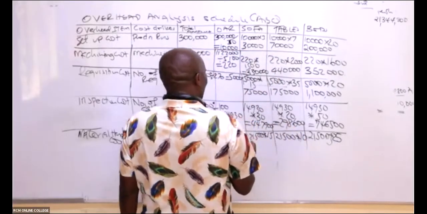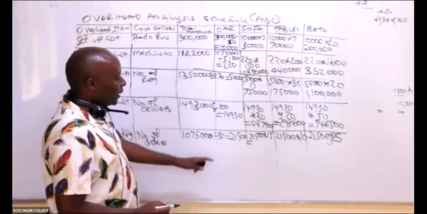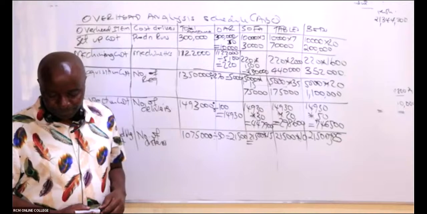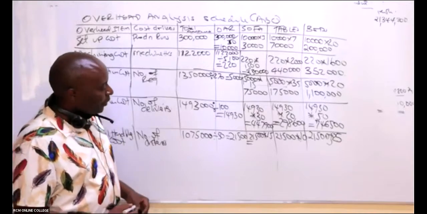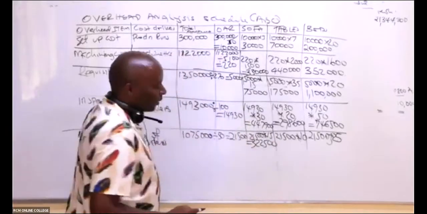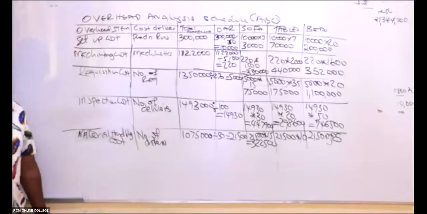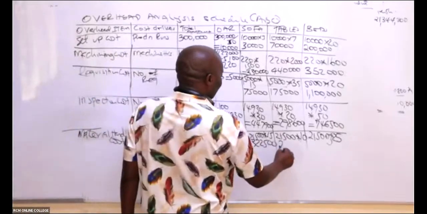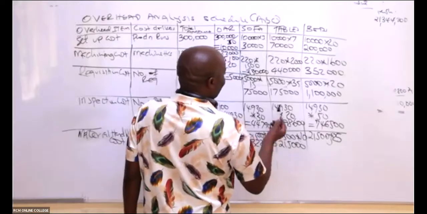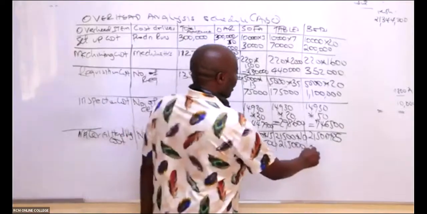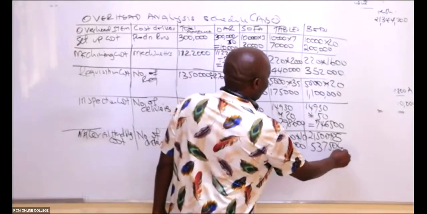So give me the total amount here now. Sofa sets after multiplying, what shall we be able to get? 322,500. Thank you also, Jennifer. Tables: 215,000. Then lastly, what do we have there? 537,500. Thank you so much.